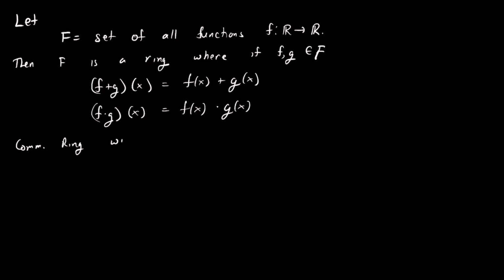with identity. So the multiplicative identity is the function, I'll call it 1 of x. It's just defined to be 1, right? The real number 1. What's the additive identity? The additive identity 0 of x is just equal to 0, right? So this is another example of a ring.